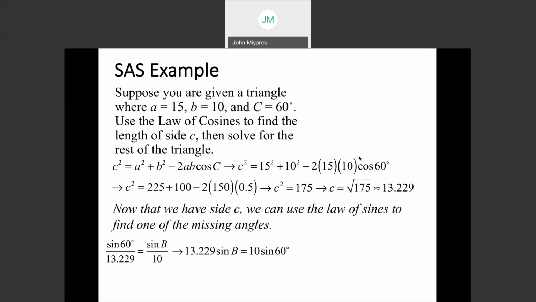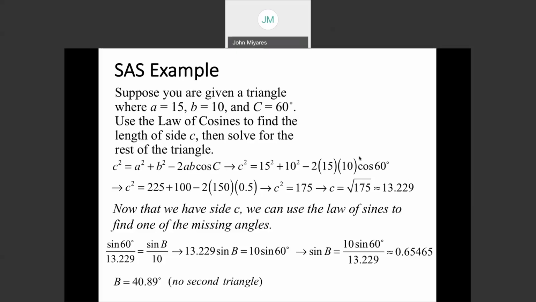So we can cross multiply and set the cross products equal to each other. We'll divide by the 13.229 on both sides, and then punch the result in the calculator to get the sine of angle B is 0.65465, which translates into angle B measuring 40.89 degrees after we take the inverse sine. Again, we don't need to worry about there being an obtuse solution here because angle B has to be smaller than angle A, which means angle B has to be acute.